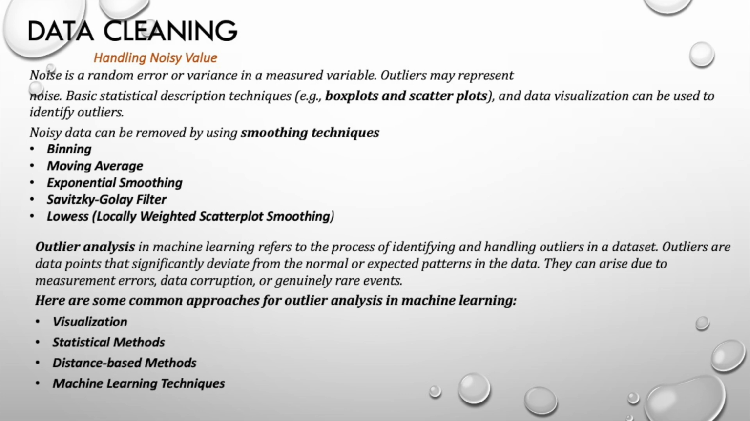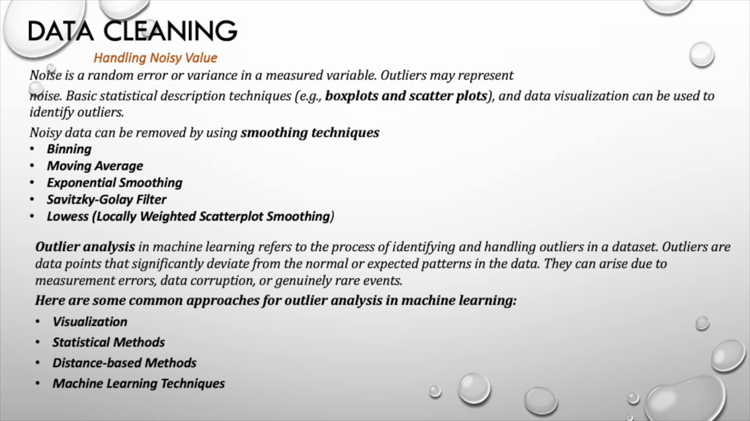Kernel smoothing. Kernel smoothing, also known as kernel density estimation, applies a smoothing function, the kernel, to each data point and averages the results to obtain a smoothed representation. The kernel function determines the weights assigned to neighboring data points, with closer points receiving higher weights. Common kernel functions include Gaussian, triangular, and Epanechnikov kernels.